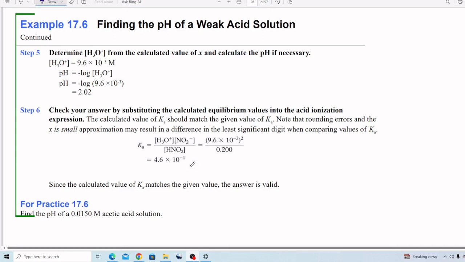Now we can check to see if that was valid by plugging the concentrations into our Ka expression. So we had 9.6 times 10 to the minus 3 times 9.6 times 10 to the minus 3, so that gives us 9.6 times 10 to the minus 3 squared over 0.2 for the nitrous acid concentration, and it gives us 4.6 times 10 to the minus 4, which was the Ka, so we can assume this was a valid approximation.